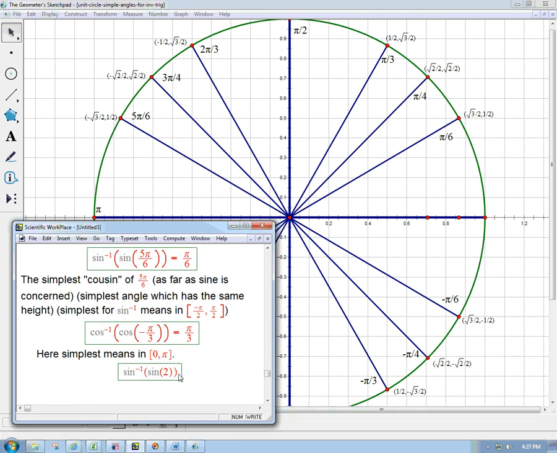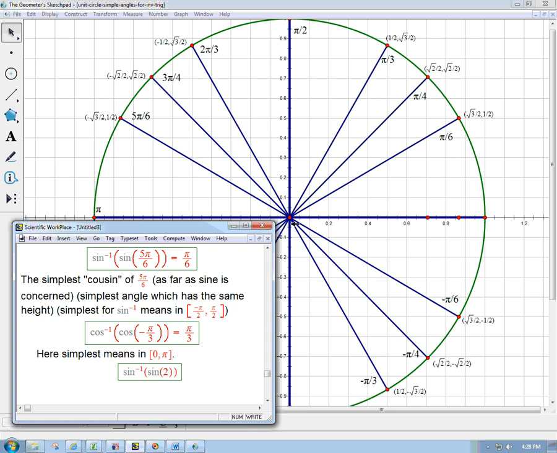Okay, now here's the trickiest one. Inverse sine of 2. Now I don't mean 2 degrees. If I don't put a degree symbol, I never mean degrees. I mean 2 radians. That doesn't have a pi in it, but that does not mean it can't be radians. Very important. You get used to all these pi's as our simple angles.